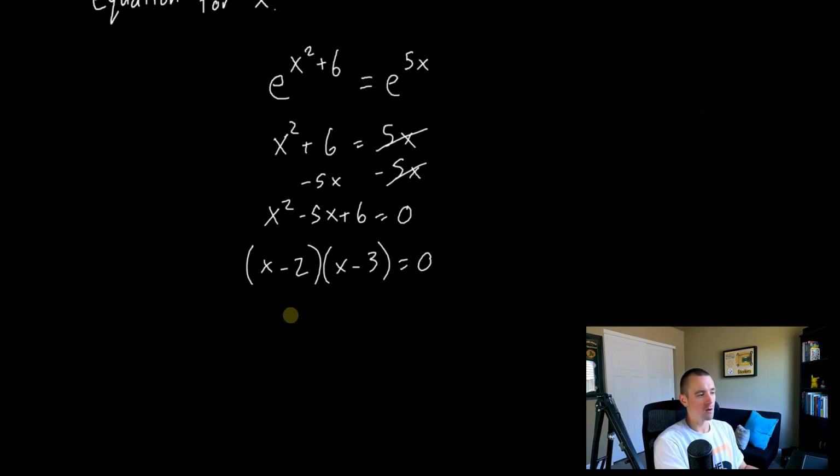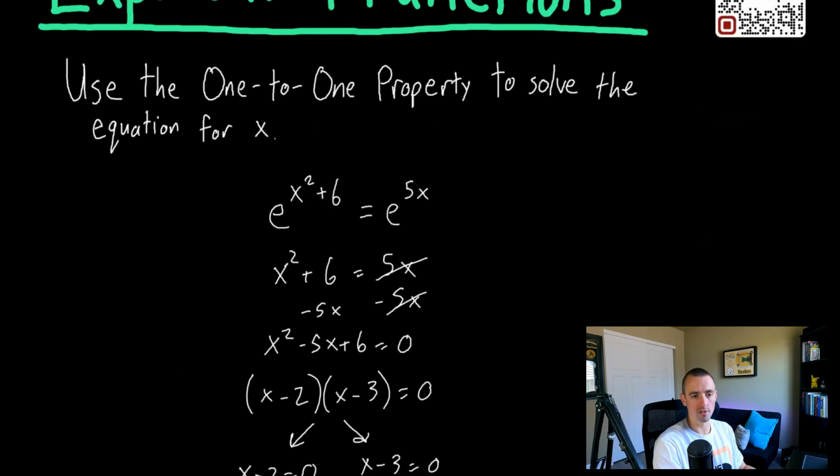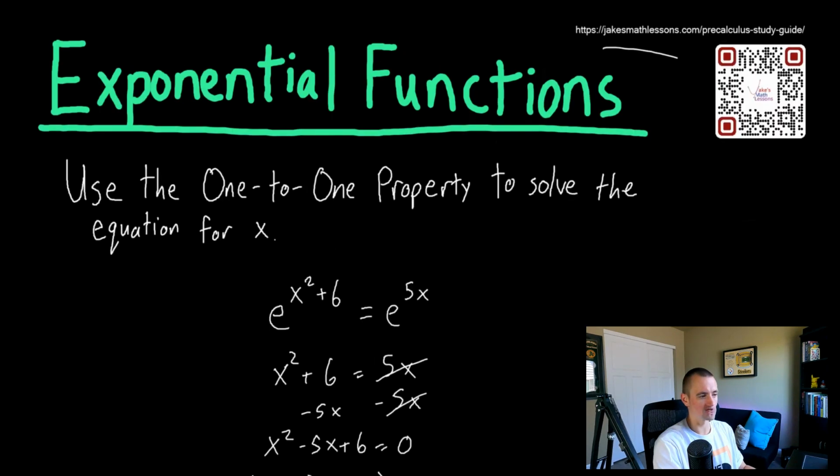And then we can take each of these factors and set them equal to 0 separately. x minus 2 equals 0, x minus 3 equals 0, and that just gives us x equals 2 and x equals 3. So there's two solutions to this problem, positive 2 and positive 3, that will solve this initial equation that we had based on the one-to-one property.